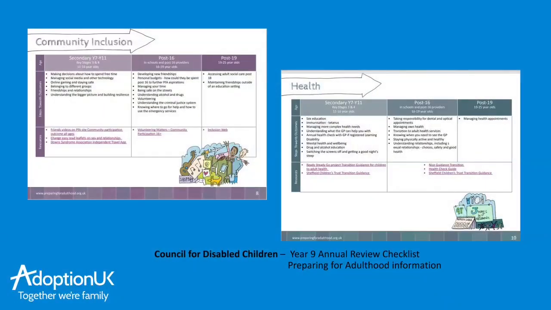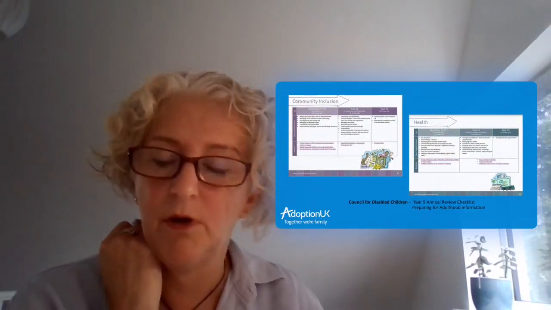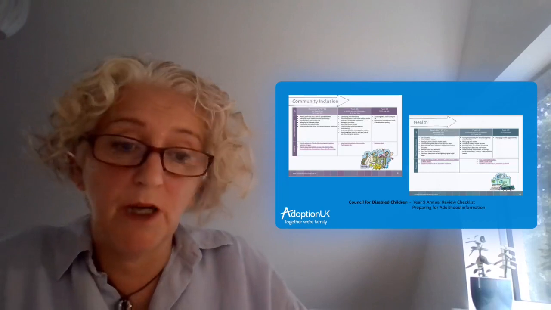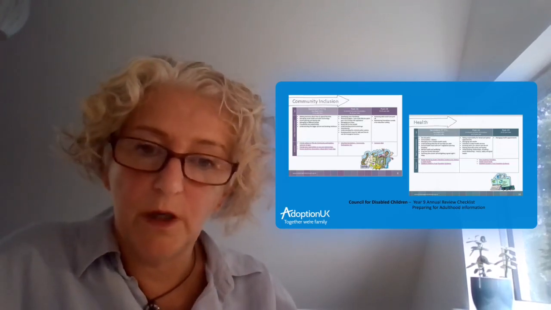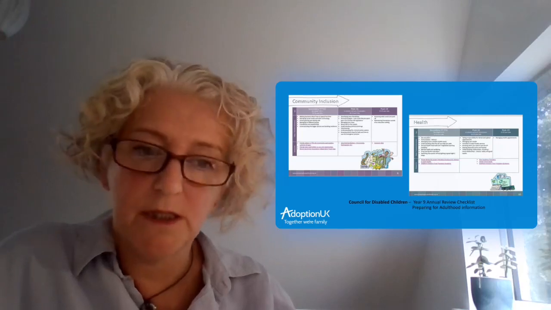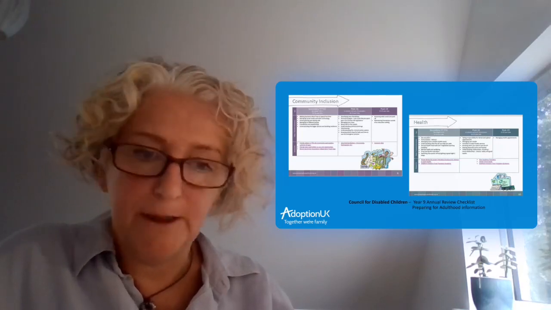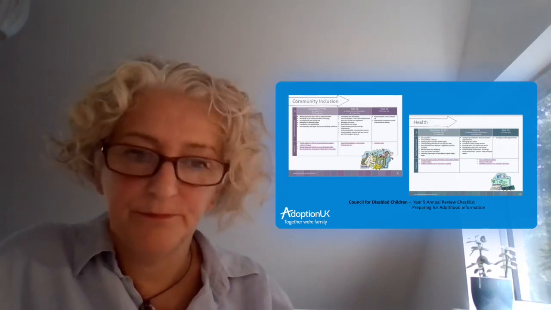And the next one is community inclusion and health. So again, just really good things to consider for your child. So not directly linked to our adopted children, kinship care children, but can be a very useful link for EHCPs looking at year 9 and above.